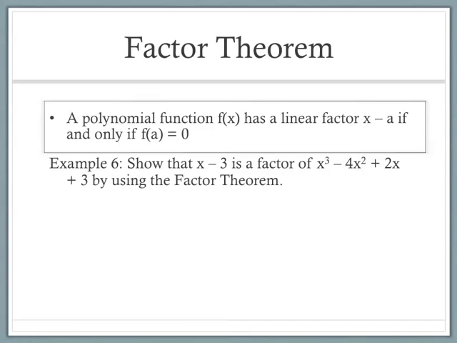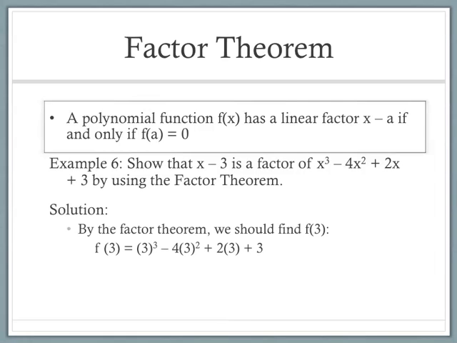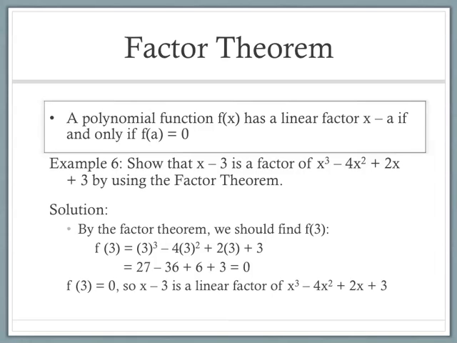Show that x minus 3 is a factor of x cubed minus 4x squared plus 2x plus 3 by using the factor theorem. So using the factor theorem, we're doing it exactly the same as we did with the remainder theorem. You're just plugging 3 into our polynomial. So we have 3 to the third minus 4 times 3 squared plus 2 times 3 plus 3. This comes out to be 27 minus 36 plus 6 plus 3, which is equal to 0. And so now, because you end up getting that this is equal to 0, that means the remainder is 0, and therefore x minus 3 is a factor.